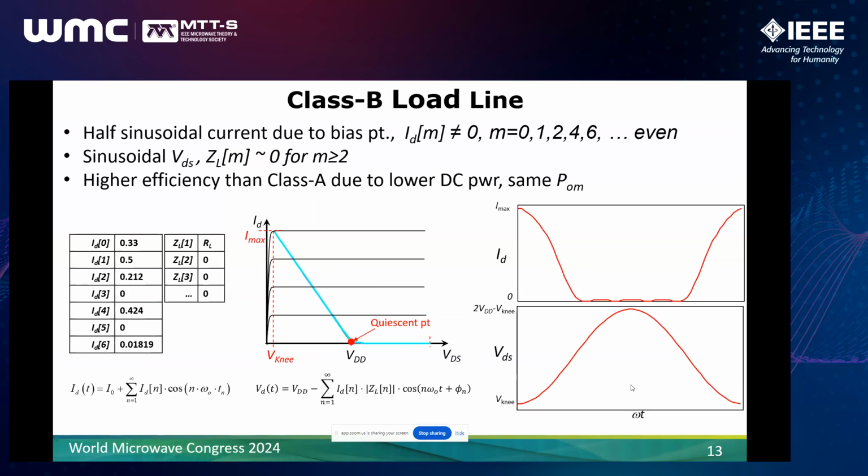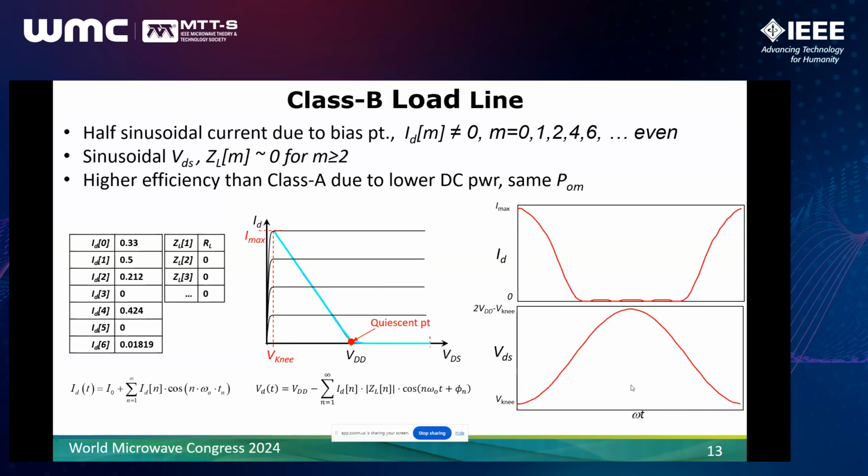So let's look at a few modes of operation. Class B load line. So in this case, we bias the device at the threshold value. So the current waveform is naturally going to be half rectified. If we look at the Fourier components of the current, we find that there's a DC component, fundamental, and then even components. So something at the second, fourth, sixth, eighth harmonics.